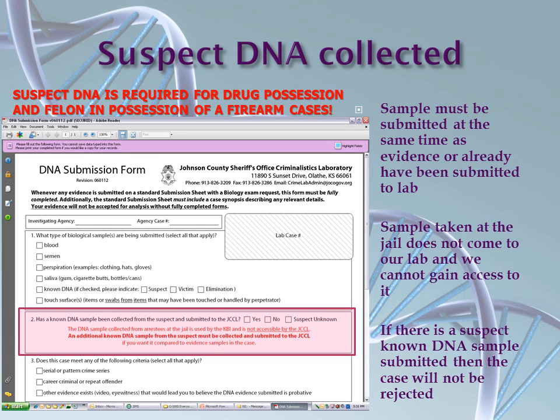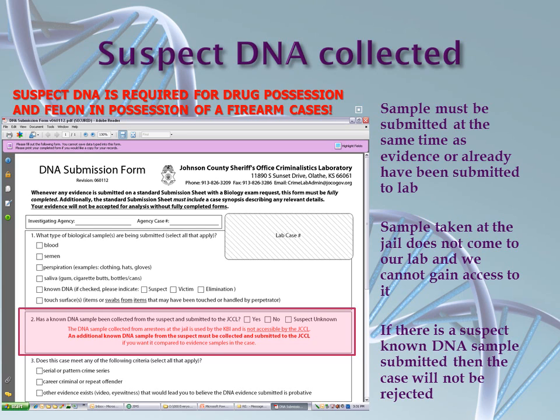suspect is known. There's a lot of misconception that the DNA sample collected from a person upon arrest in the jail comes to our lab, and that is not correct. That sample goes to the KBI and is used solely for the DNA database for the convicted offender part of that database. We don't have access to it, and we cannot ask the KBI to send us that sample.